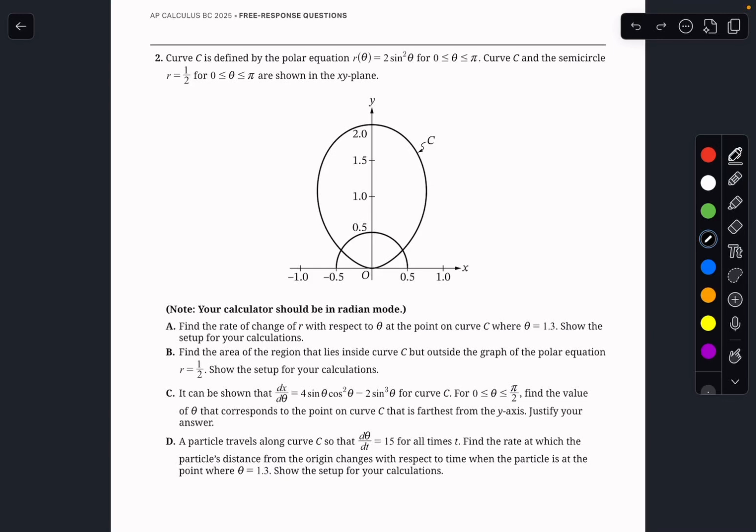Today we're going to be solving the AP Calculus BC FRQ number 2. Let's get right into it.